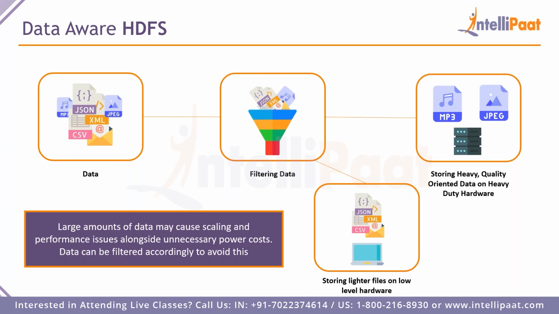Processing data like MP3 and JPEG also takes a lot of time compared to JSON or XML. So it is also preferred that your nodes which are dealing with MP3 and JPEG data have a good CPU as well. This is how you can essentially optimize your HDFS.